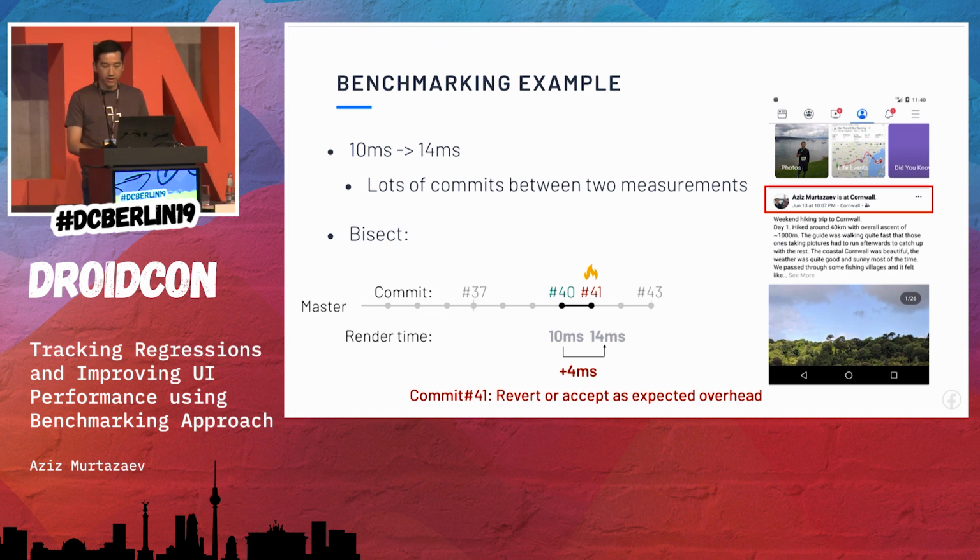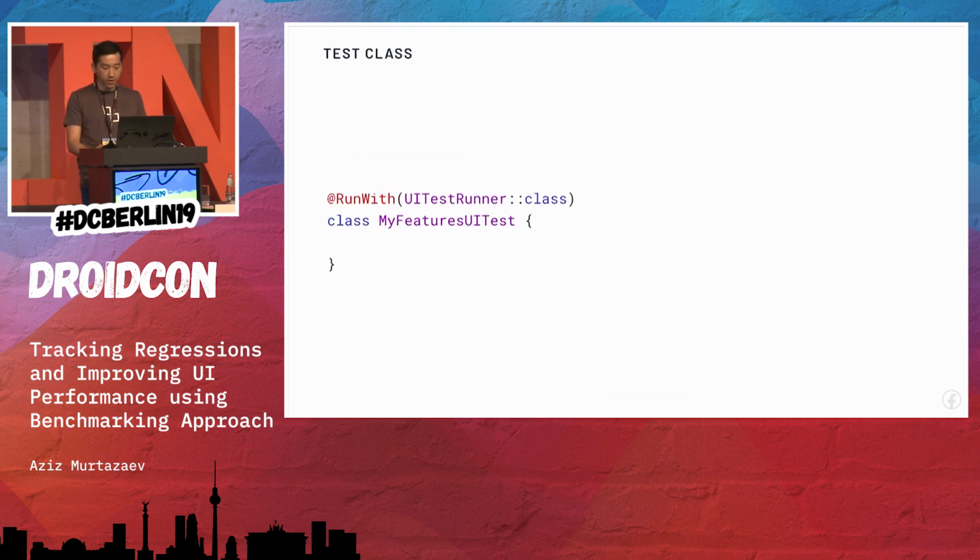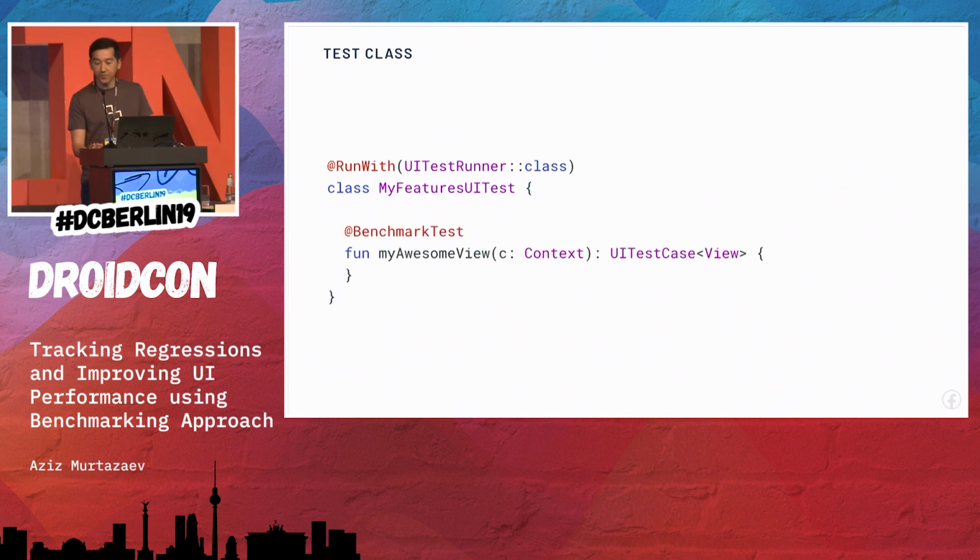So let's look at how we write benchmark tests. We use a custom test runner. We call it UI test runner. It just extends the BlockJUnit4ClassRunner, which is the default one when you run JUnit tests. For each test method, we annotate it with @BenchmarkTest, and the test method returns a UI test case.